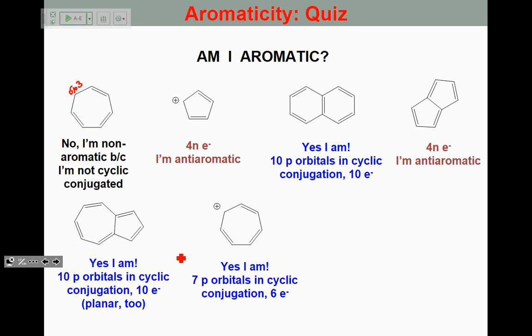aromatic. It has 7 p orbitals, but when we're looking at Huckel's rule, we're using the amount of electrons in those orbitals. And this orbital is empty, so that means that we only have 2, 4, 6 electrons in those 7 orbitals. So we're not counting the amount of orbitals, we're just making sure that they're all conjugated with p orbitals. And what about this one?